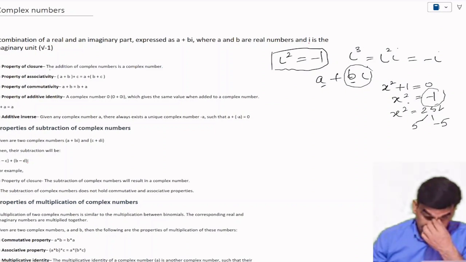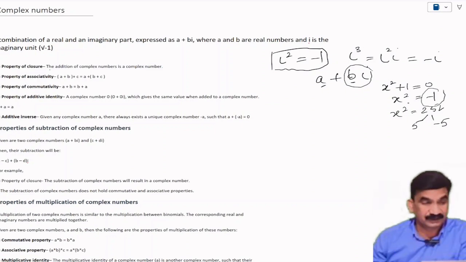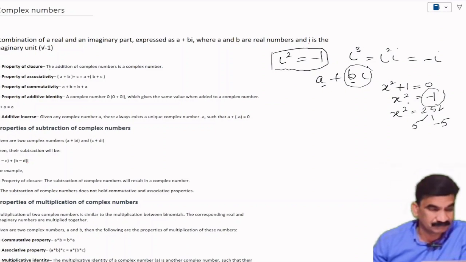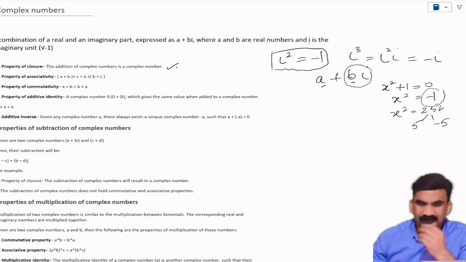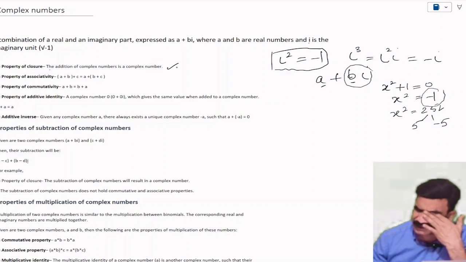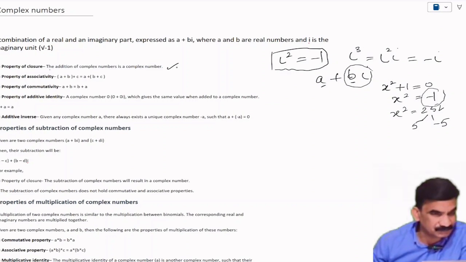Now there are certain properties to it. There's a huge amount of material available on this, but I don't think it's very relevant as of now. I'm just going to scrape through everything. So first is the property of closure, which says that there's a set of complex numbers, and you take two complex numbers, do some operation on them like subtraction, addition, multiplication, and the result will be a complex number.